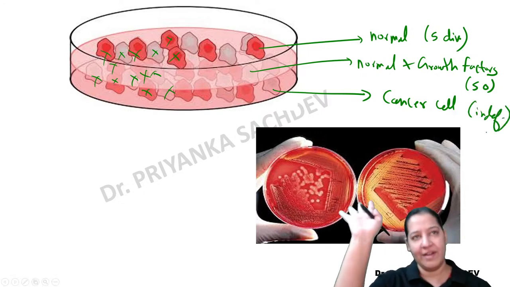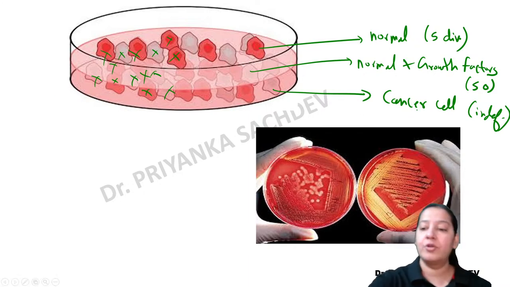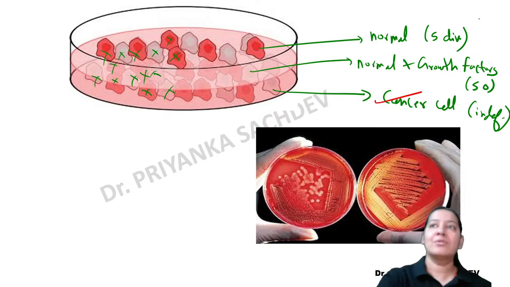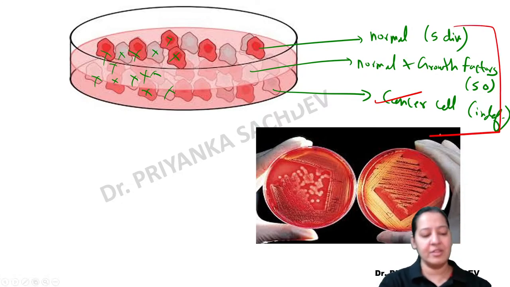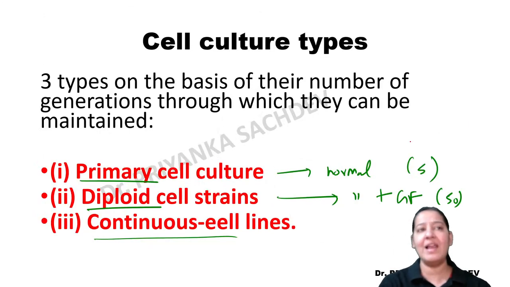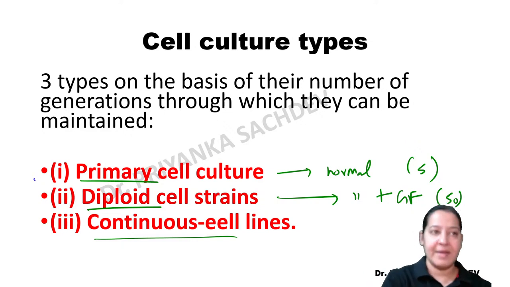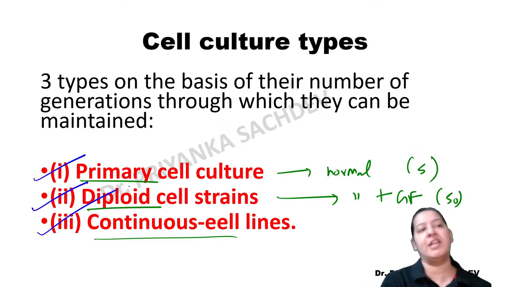It is forever. So the best option is to use the cancer cells, and this is known as continuous cell line. So these three are cell cultures. What are the three types of cell culture? You yourself tell. What are the three types now? Primary cell culture, diploid cell culture, continuous cell culture.